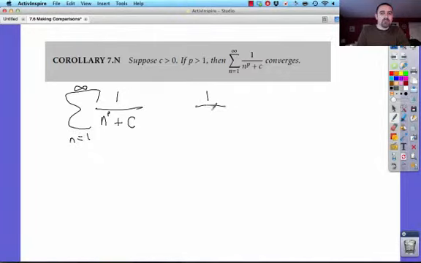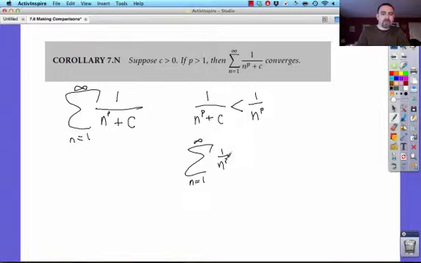We know that if c is bigger than 1, then 1 over n to the p plus c has got to be less than 1 over n to the p. But we know that this series is convergent as long as p is bigger than 1, because this is a p series. Since this series converges for p bigger than 1, and 1 over n to the p is always bigger than 1 over n to the p plus c, that means that this converges too. So this series converges for c positive and p greater than 1.